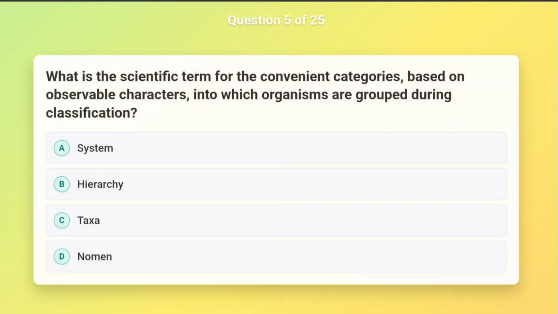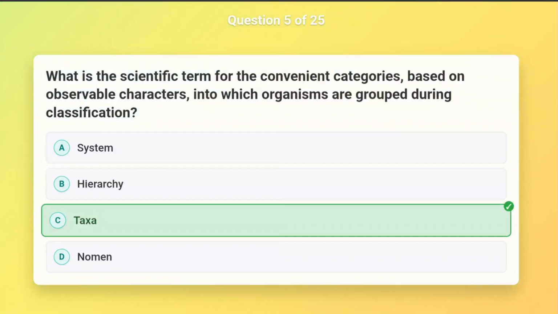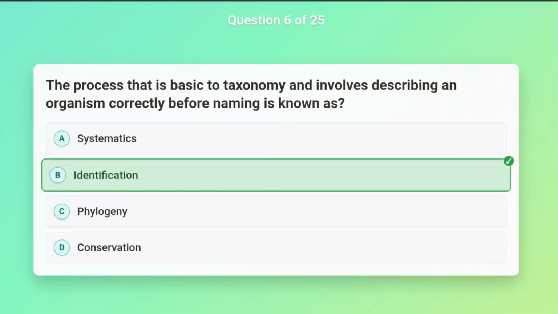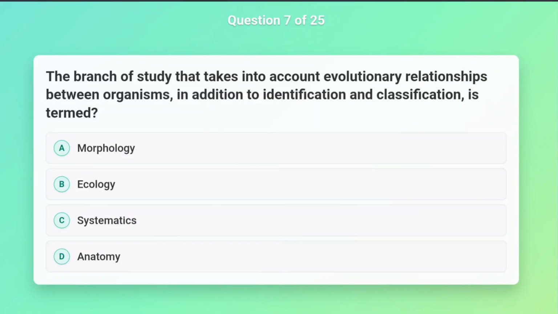What is the scientific term for the convenient categories, based on observable characters, into which organisms are grouped during classification? Taxa. The process that is basic to taxonomy and involves describing an organism correctly before naming is known as identification. The branch of study that takes into account evolutionary relationships between organisms, in addition to identification and classification, is termed systematics.